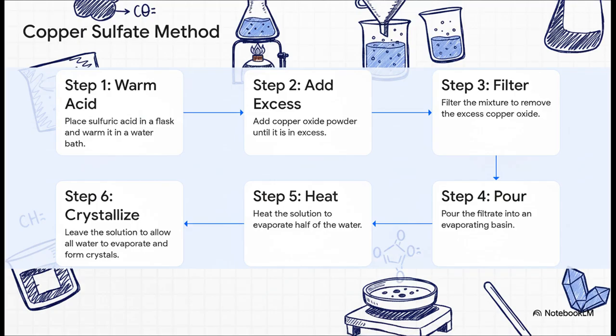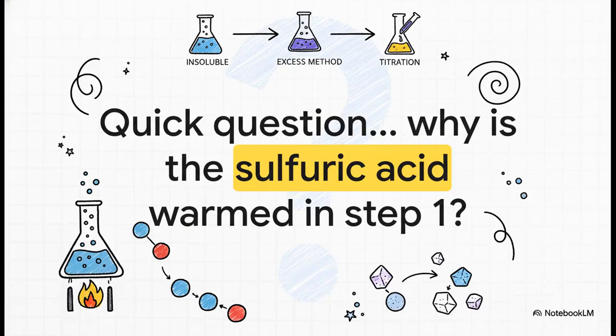Then you just filter out that leftover black powder, and you're left with a pure, beautiful blue solution of copper sulfate, all ready for crystallization. But hang on a second. Why bother warming the acid in the first place? It seems like an extra step, right? Is it just to make things harder?